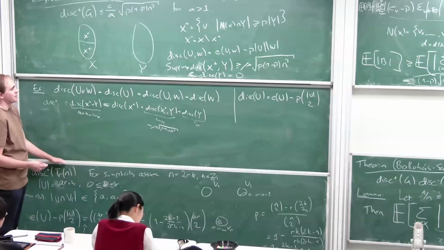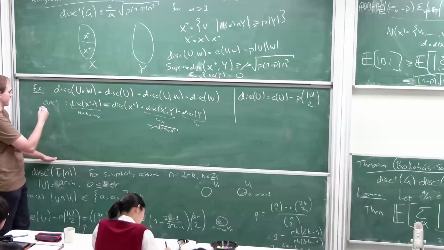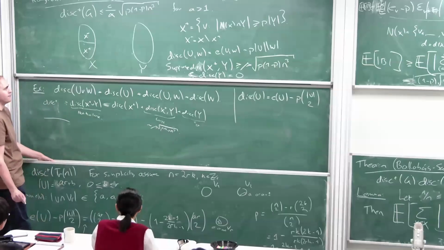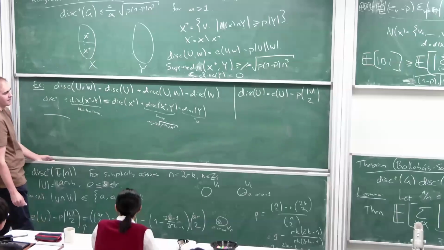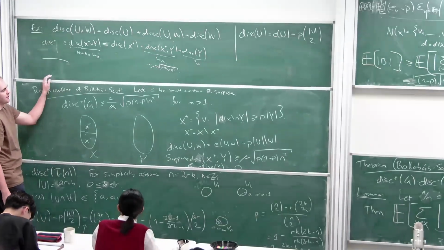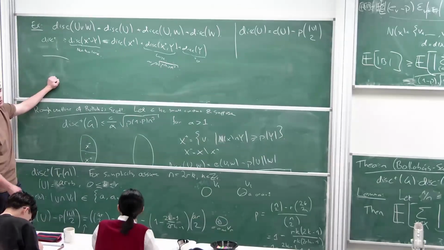So how do we circumvent this problem? The ingenious idea is to actually move fewer vertices across. And why does it work? Because the discrepancy of a random subset scales quadratically in the probability that we sample with.